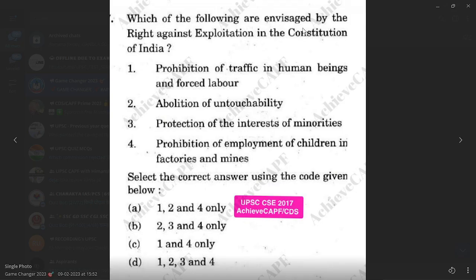Which of the following are envisaged by the right against exploitation in the Constitution of India? Prohibition of traffic in human beings and forced labor, abolition of untouchability, protection of interest of minorities, prohibition of employment of children in factories and mines. 1 and 4, C.